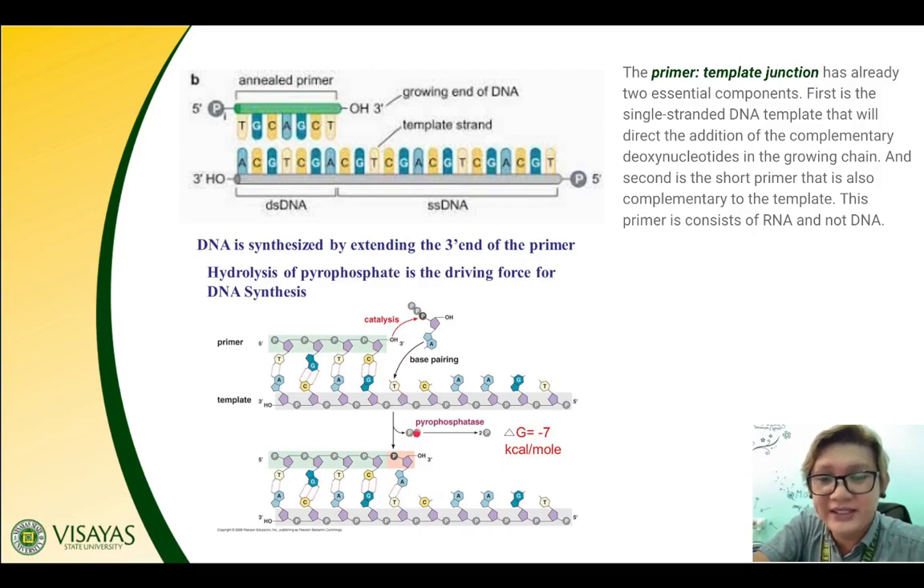That's why an enzyme called pyrophosphatase will cleave the bond between these two phosphate groups, releasing energy that could be used to stabilize the bond between this nucleotide and the nucleotide that was just added. Okay, so this is what we call DNA synthesis. This is how they add the nucleotides, how the DNA strand grows.